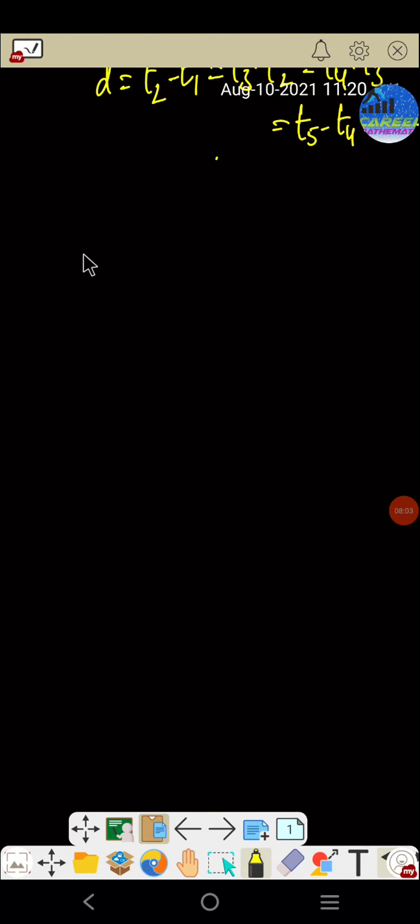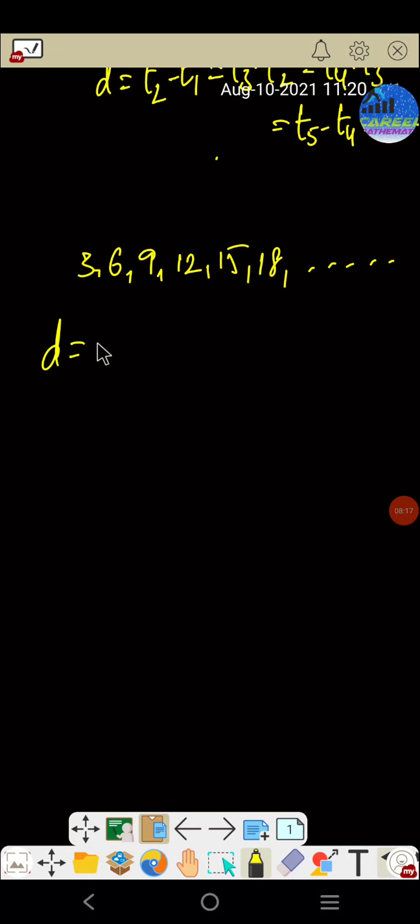So here 3, 6, 9, 12, 15, 18, and so on. So is this an AP or not? How to check it? Just check the common difference only. D is equal to, what is the formula we just discussed? T2 minus T1 value, that must and should be equal to T3 minus T2, that is equal to T4 minus T3 and so on.